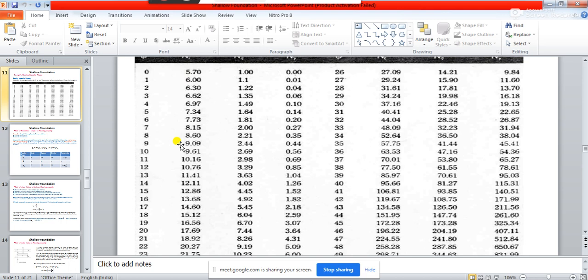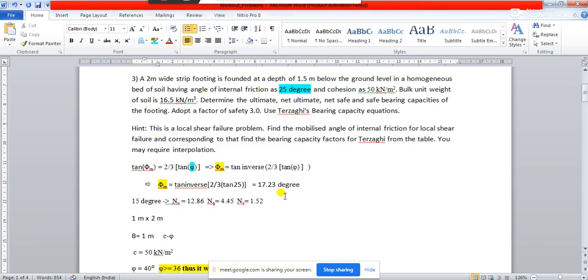So let's take for 15 degree the values are 12.86, 4.45, 1.52, and for 20 degree you see the values are what? 17.69. So for 20 degree, you see for 20 degree the values are what?